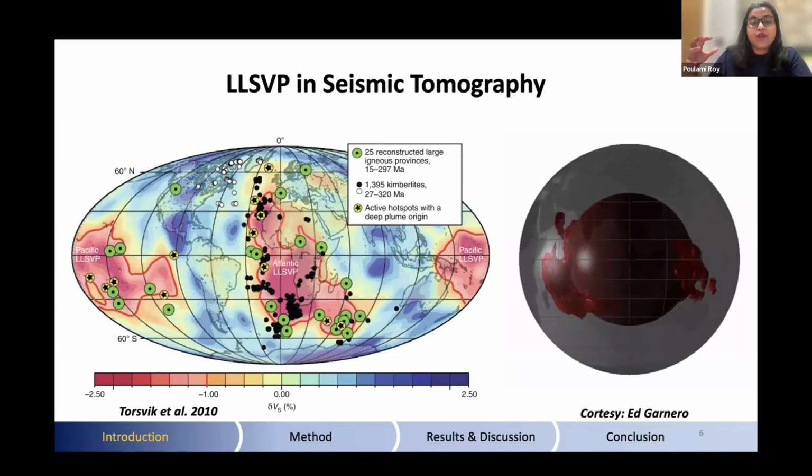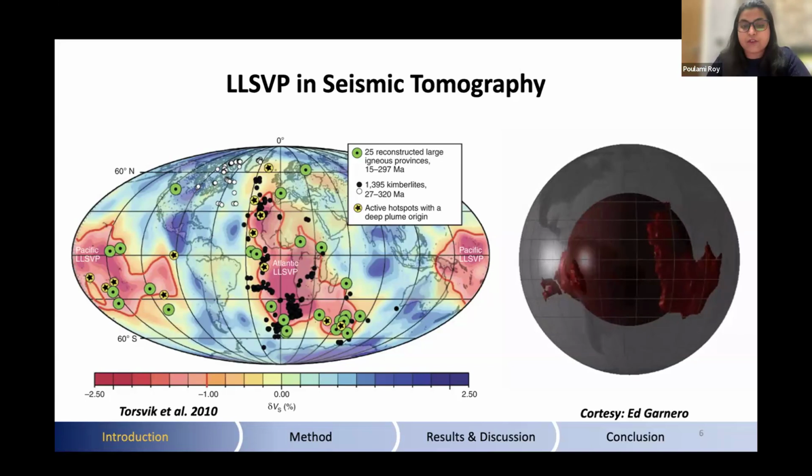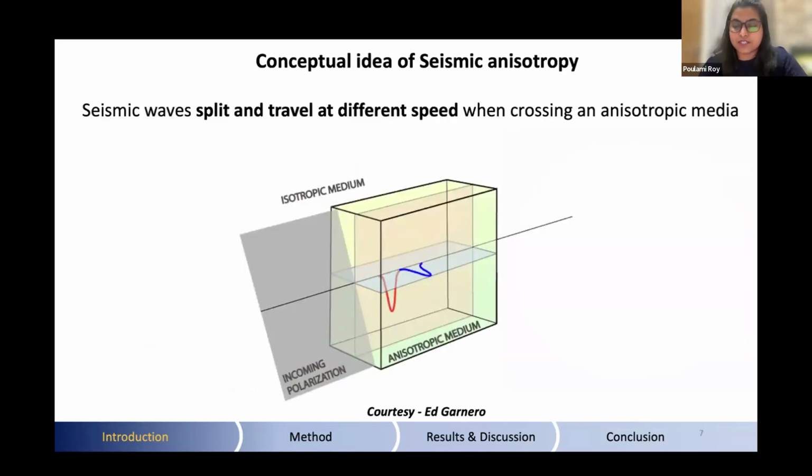But what we don't infer is the mantle flow pattern from this isotropic shear velocity anomaly. So here comes the importance of seismic anisotropy. I will very quickly go through the concept of seismic anisotropy for the people who are not familiar with this.